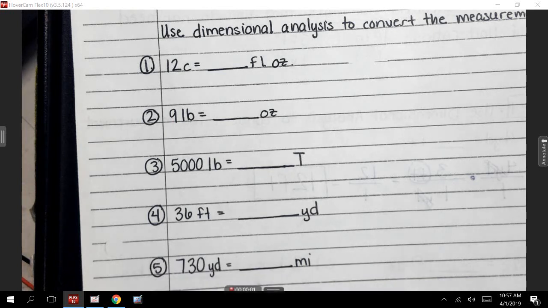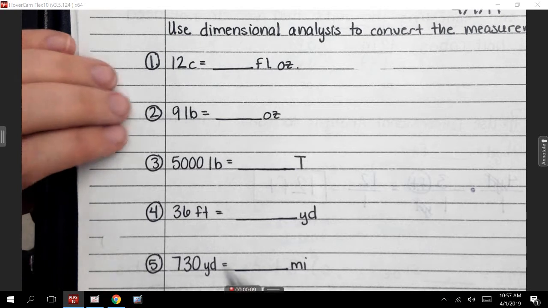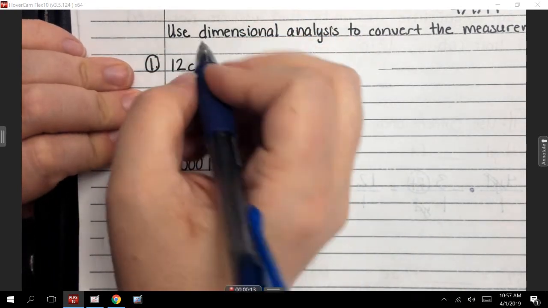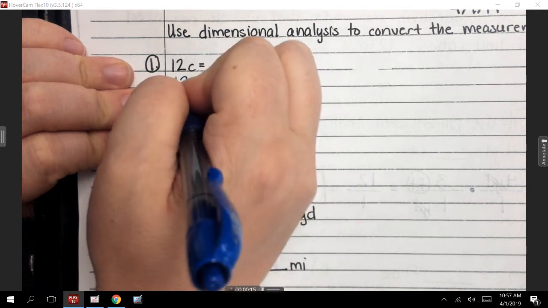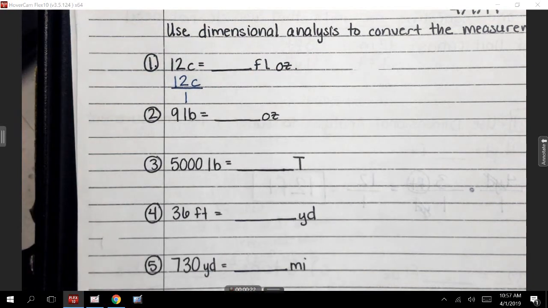All right. So looking at the homework questions, number 1, I have 12 cups equals blank fluid ounces. What am I going to do to start this one? Truett? 12C over 1. Because remember, it's a whole amount, so we just put a 1 on the bottom. Y'all okay with that? We should be writing this down with me.